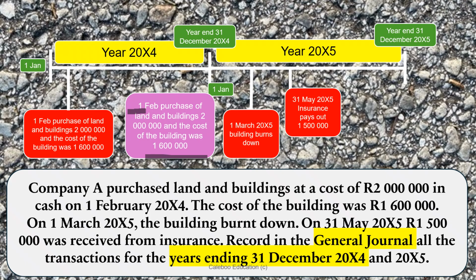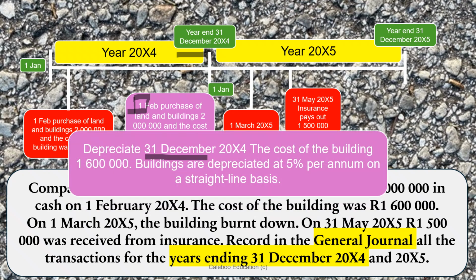And year end is at the 31st of December 2004. When did we purchase this? The 1st of February. Now what we need to do at year end is depreciate, on the 31st of December 2004, the cost of the building, which was 1.6 million. Buildings are depreciated at 5% per annum on cost price on the straight line basis.